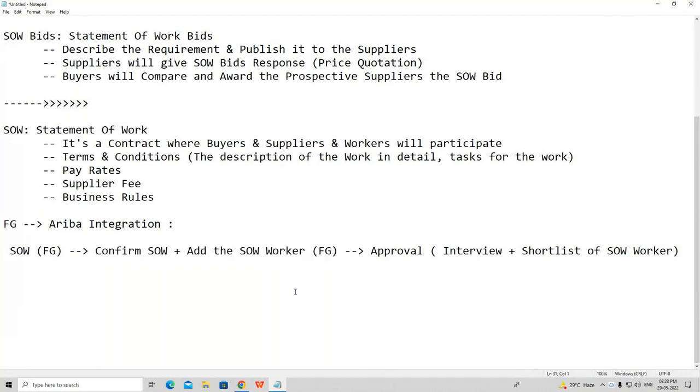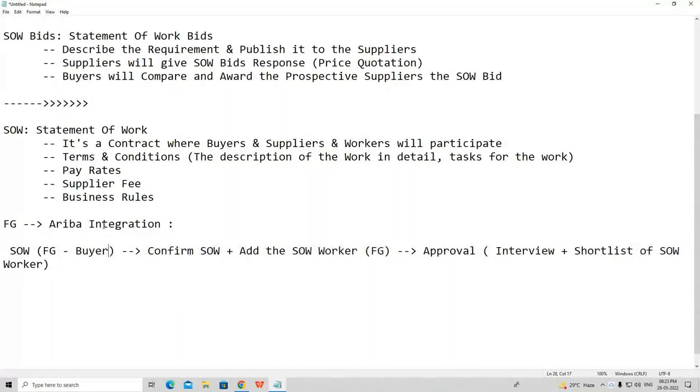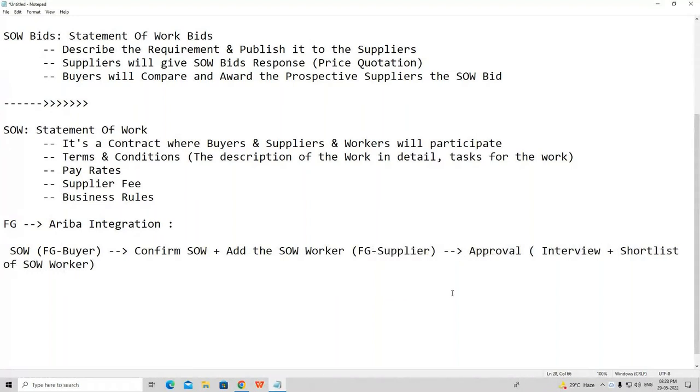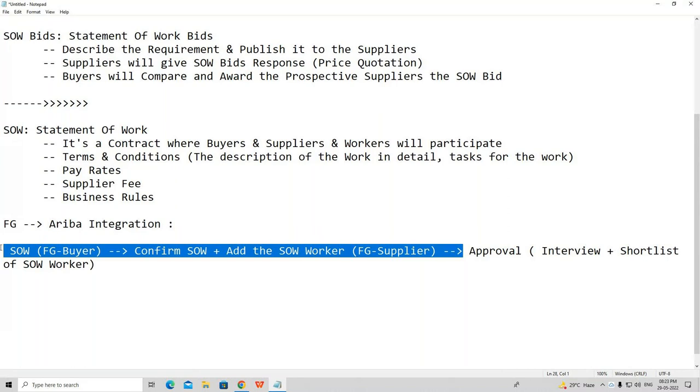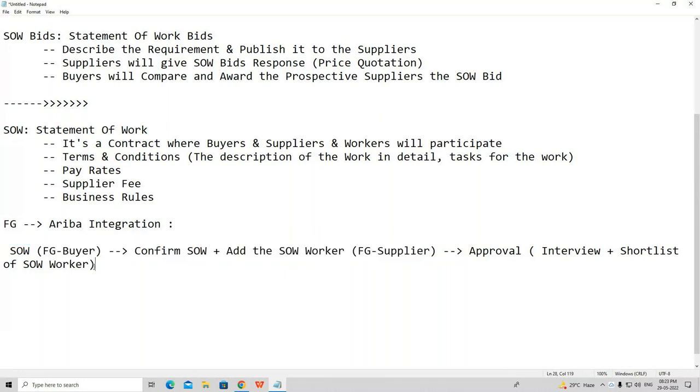Worker will not come into the picture over here. Who will accept over here? I think this is causing some issue. Let me make this a little bit easier so that all of you can understand. Worker is not coming into the picture. Till this period you can change the pay rates, but after the shortlisting you cannot do that.